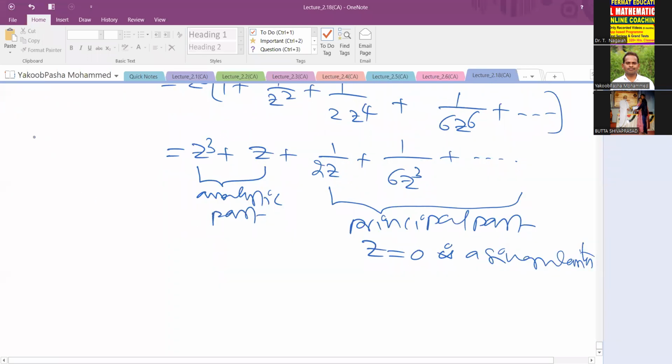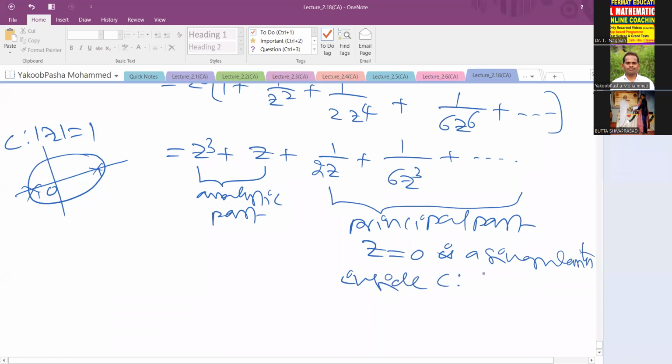C is the circle, modulus of z equal to 1, which means a circle with center origin and radius 1 unit. So z equal to 0 is a singularity inside C, modulus of z equal to 1.